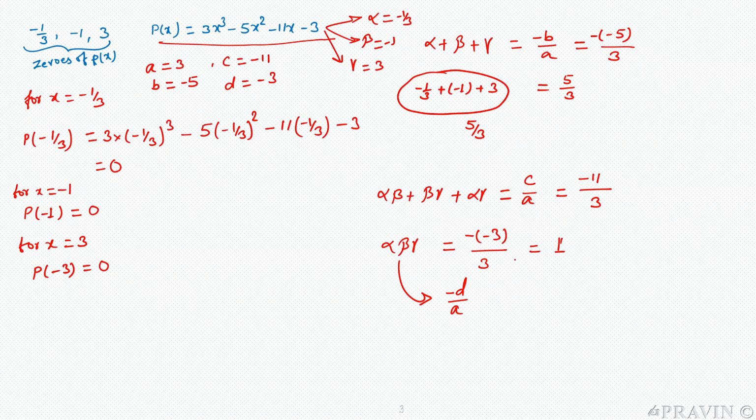In the next video, we will summarize all this concept, that is relationship between zeros and coefficients of a polynomial, for a linear polynomial, for a quadratic polynomial, and for a cubic polynomial, and as well we will see some examples and how to solve those examples.